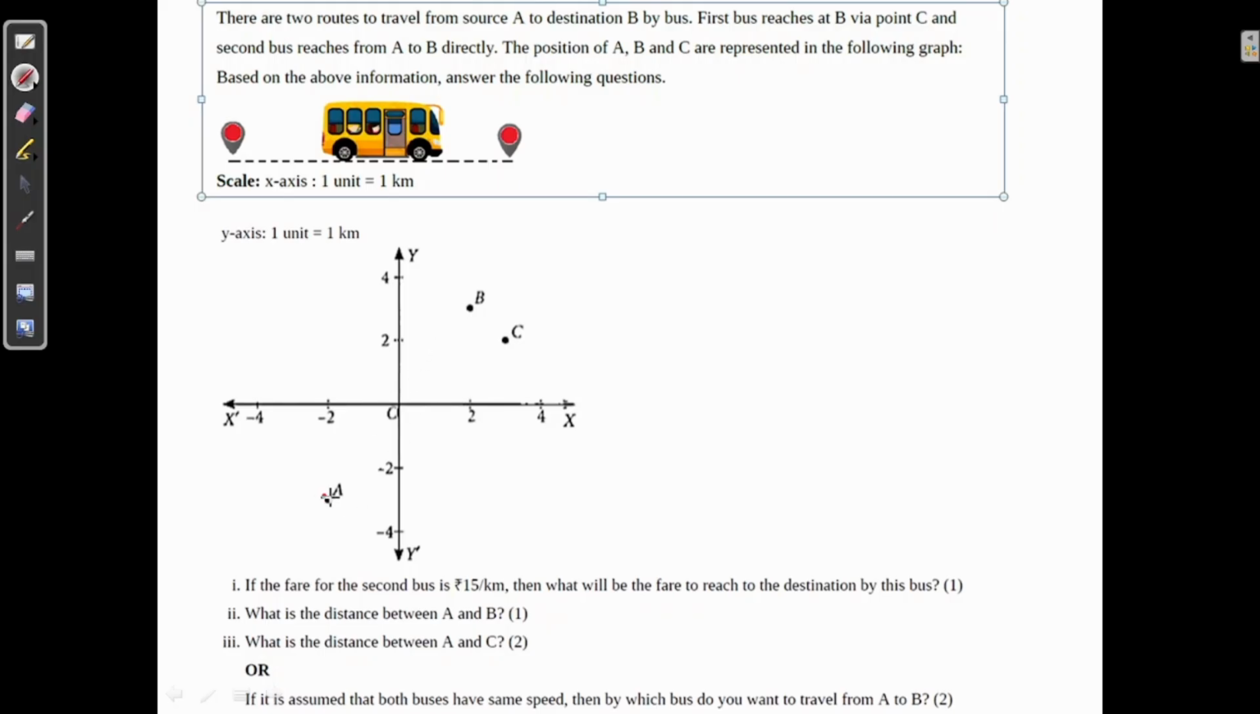No, first we will find the distance between A and B, which we have already found. It was 2 root 13 kilometer. There is no need to do the same stuff again and again in the same question. And we have found the distance between A and C. Just now we found it was root 50, which is 5 root 2.